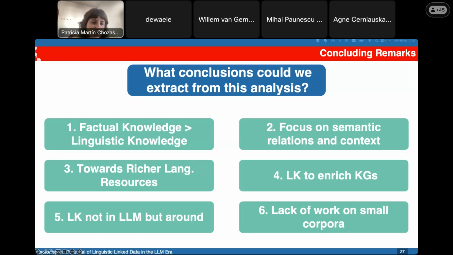And another option of using linguistic knowledge for LLMs is not directly injected in the LLMs, but around. So we have seen very complex pipelines in these works, where the LLM is just a component, but around many other tasks are performed. So maybe linguistic knowledge is useful in other stages of the process. So in the pre-process to annotate data, or in the post-process to refine the results, for instance.